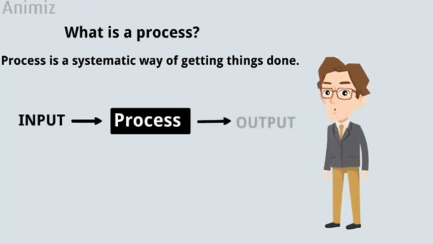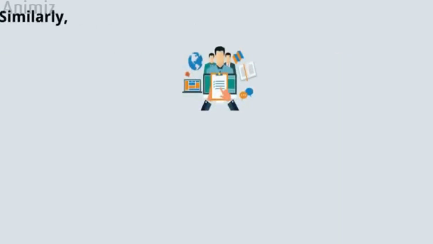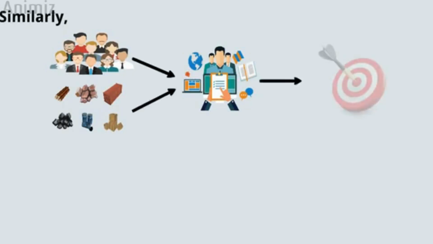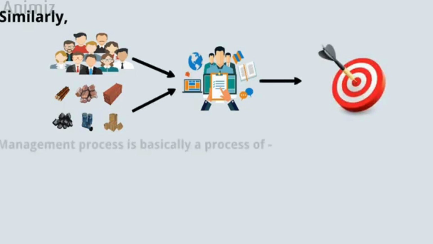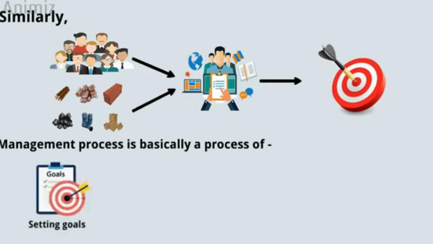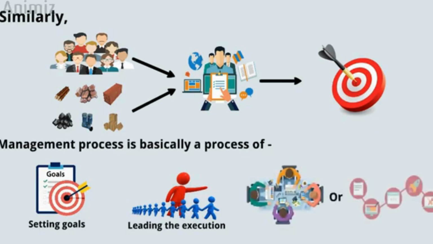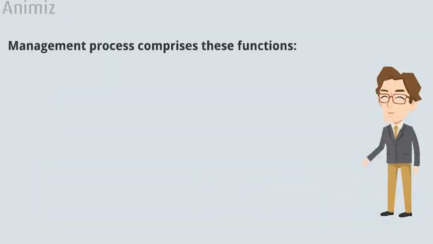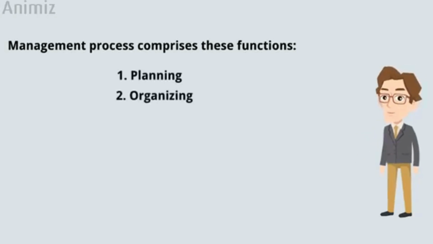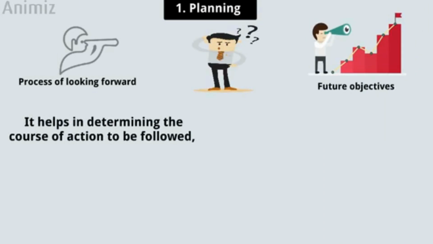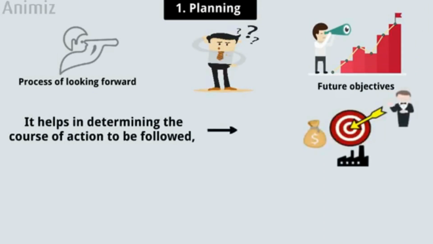It converts input into output. Similarly, management is a process where human resources and material resources are brought together to fulfill the objectives of an organization. Management process is basically a process of setting goals and leading the execution of any type of activities, such as a project or a process. Management process comprises these functions: planning, organizing, staffing, directing, coordinating, and controlling, determining the course of action to be followed for achieving those organizational goals.